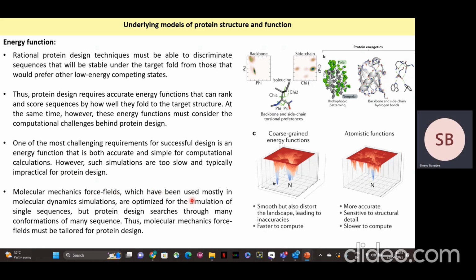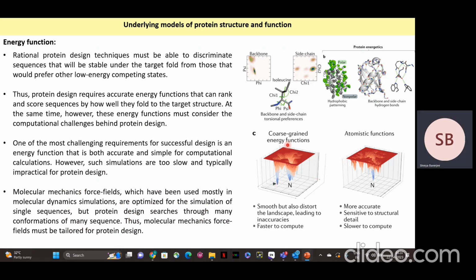Molecular mechanics force fields, which have been used mostly in molecular dynamics simulations, are optimized for the simulation of single sequences. But protein design searches through many conformations of many sequences. Thus, molecular mechanics force fields must be tailored for protein design.